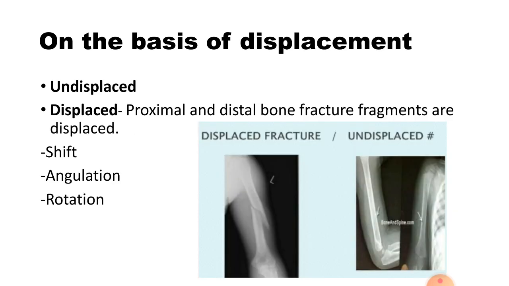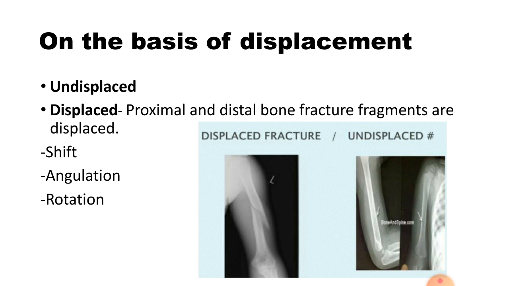Now on the basis of displacement, whether the fracture fragment is undisplaced or displaced. In undisplaced, the fracture fragments will remain in their place. The normal shape of the bone will be maintained in the presence of fracture, right? And there is no displacement of fragments. Second is displaced fracture, in which the proximal and distal bone fracture fragments are displaced from their places.